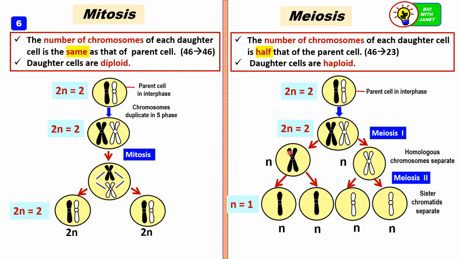So the number of chromosomes has been reduced to half in the daughter cells compared to the parent cells. So basically, you don't have to draw these drawings. You just write the difference as stated here. That's all. Okay.